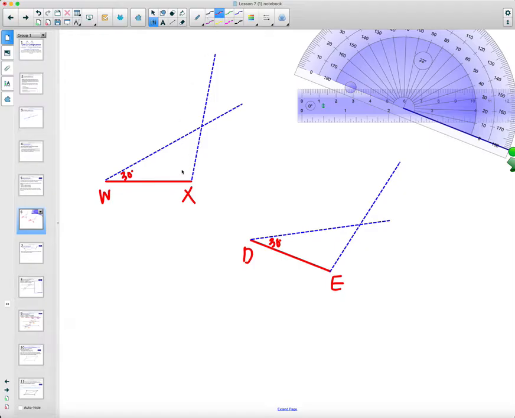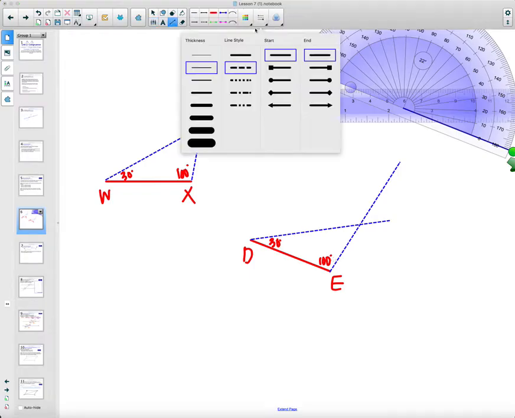So again, I'm going to label that on my picture. So this is 100 degrees, this is 100 degrees. And then you can kind of see how your triangle has formed now. So now you can fill in or do the rest of the sides.